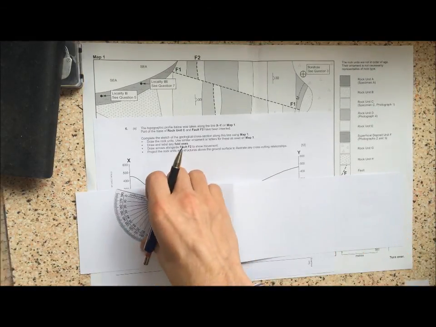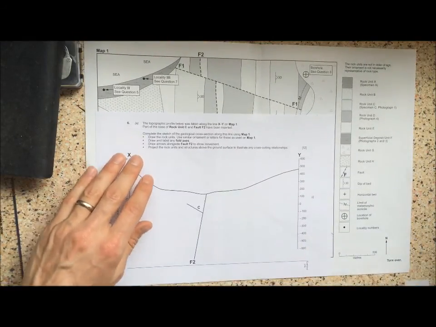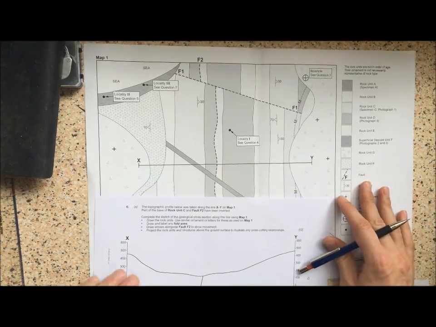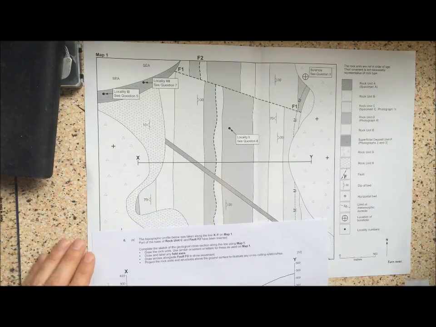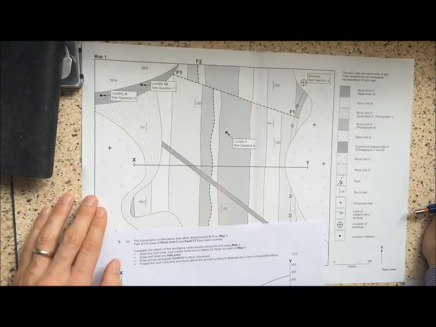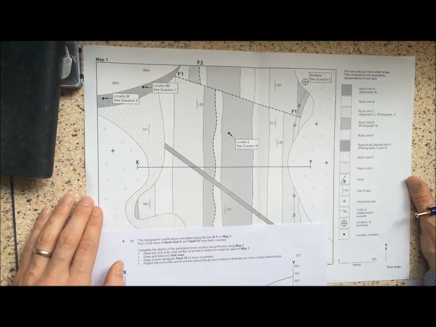So just like we've done in class, but in an environment that you can rewind it and play it again and slow it down and pause it, I'm going to show you how to construct the cross section.